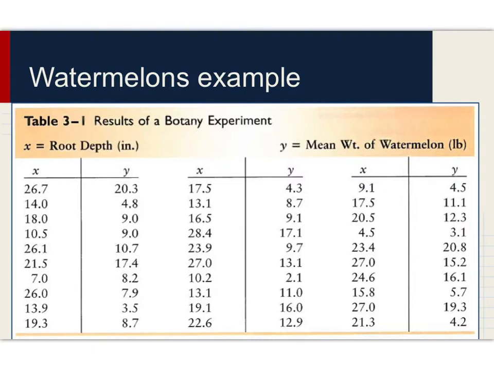And here are our 30 watermelon vines. The first one that we looked at had a root depth of 26.7 inches, and the mean weight of the watermelon, 20.3 pounds. And we continue on. A 14-inch root yielded a watermelon with a weight of 4.8 pounds on average, and so on all the way down the first column, and then here's 10 more, and then here's 10 more.